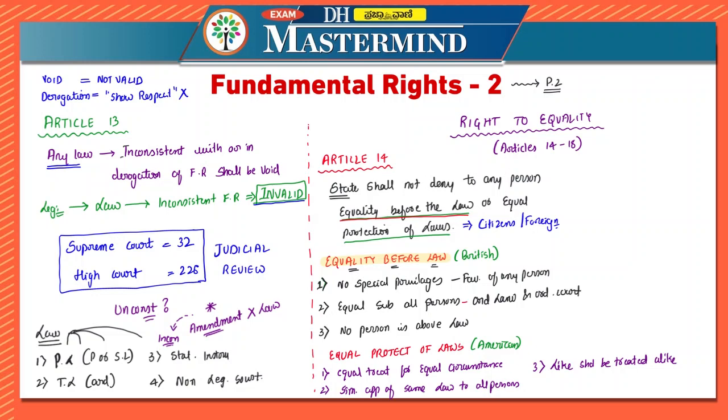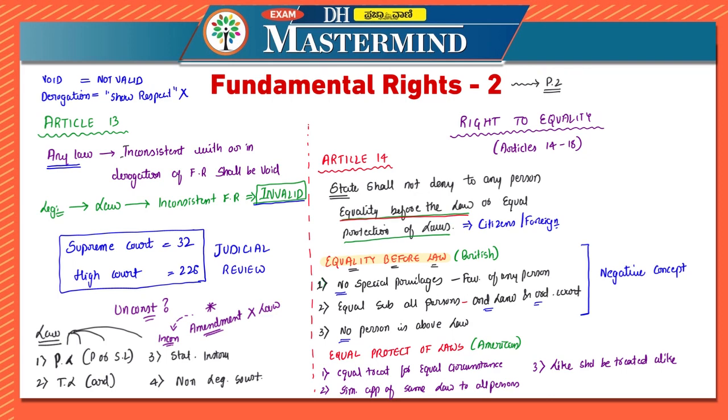So if you look at equality before law, it is a negative concept, in the sense that there is a restriction on this. That is, it says there are no special privileges, all are equal subjects, and they are treated under the ordinary law administered by ordinary courts. Again, it says no person is above law. So whenever these kinds of statements are mentioned, it is a negative concept.